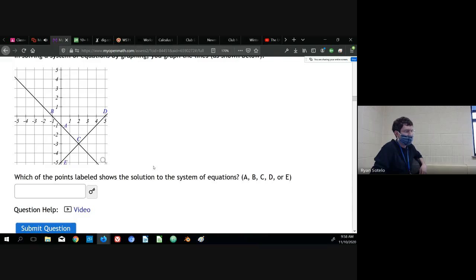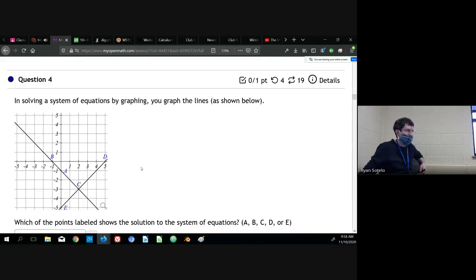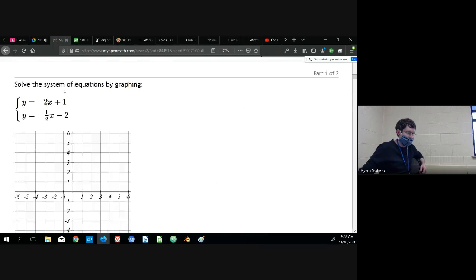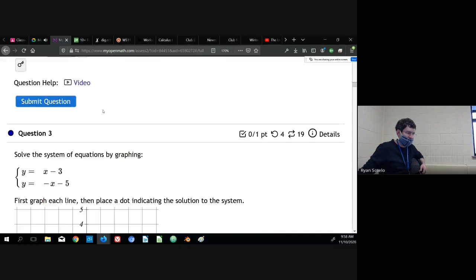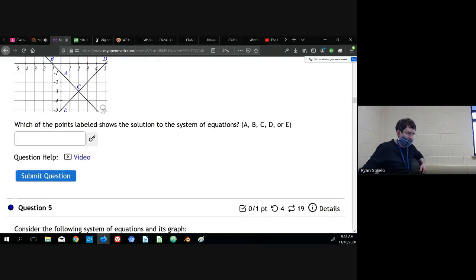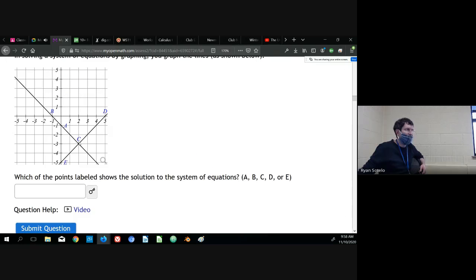This is linear relationships 2. Number 4. I just don't have it. It might have been, it looked like it was hidden for some reason. I'll turn it on after this. What is BC? Yes. Yeah, when we solve the equation, we find the intersection. So that'd just be C.